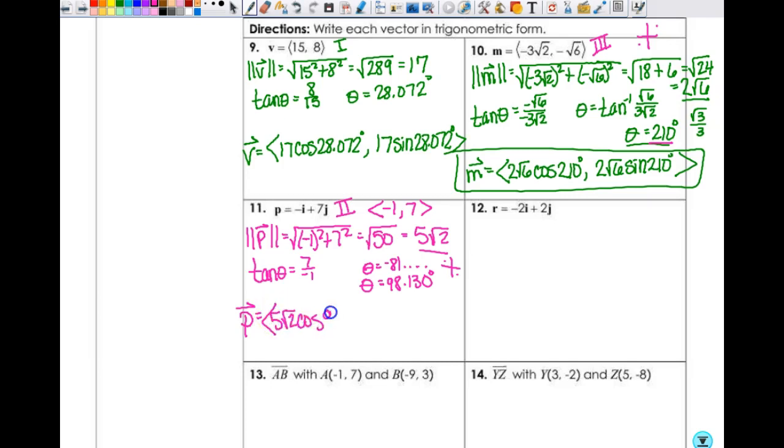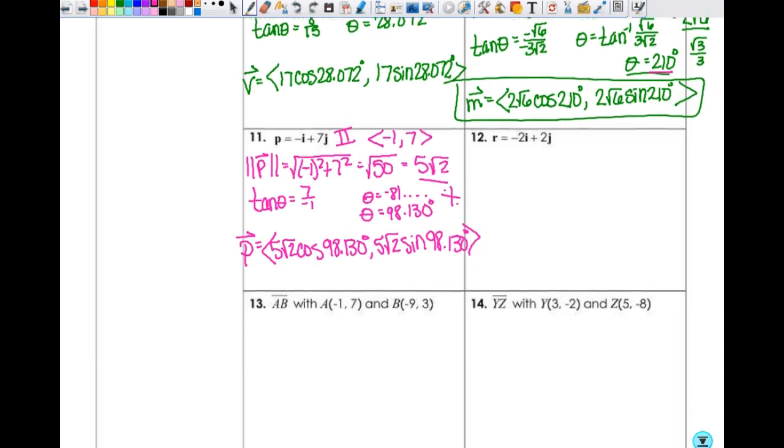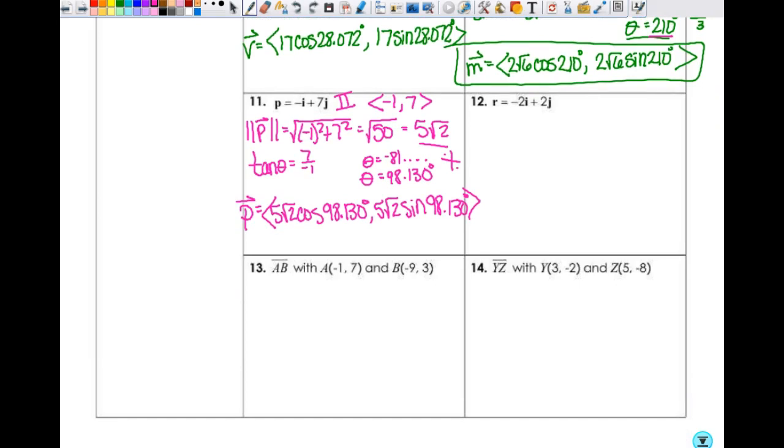cosine of 98.130 degrees, and then 5 square root of 2 times the sine of 98.130 degrees. All right, so pause this, do number 12, then unpause it and see if we agree.